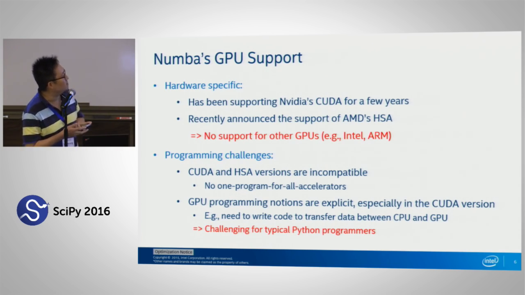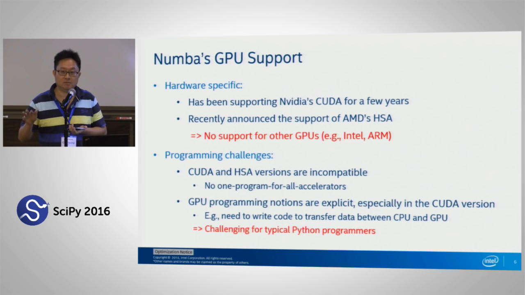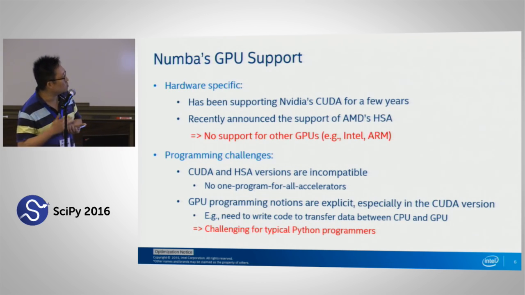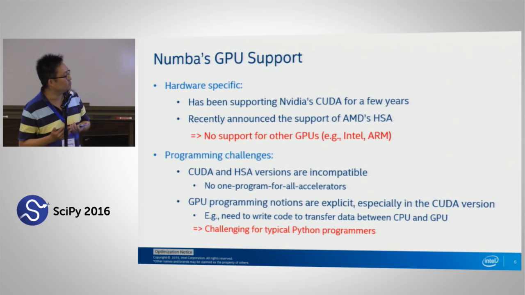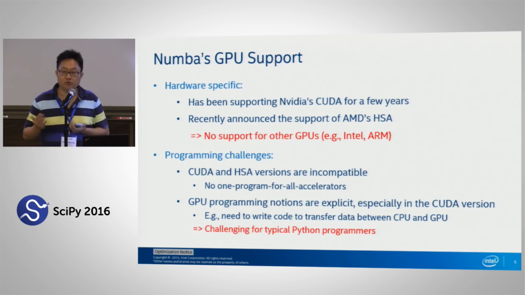The second concern is programming challenges. CUDA and HSA versions are incompatible, so you cannot write a Numba CUDA program and then run it on an AMD GPU. That means if you, as a programmer, want to have a Numba program run on different GPUs, you have to write it multiple times. And if you look at the programming model, they choose an explicit GPU programming model, especially in the CUDA version. For example, you have to write the code to transfer data between CPU and GPU. If you are a GPU programmer, you will be happy doing that. But if you're a typical Python programmer, I don't think you want to do that.